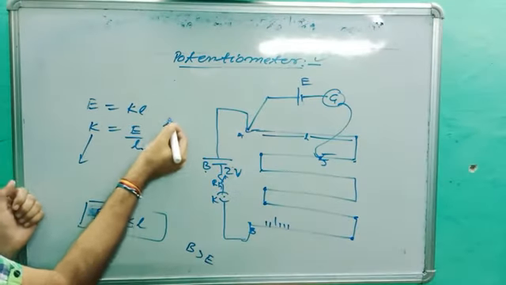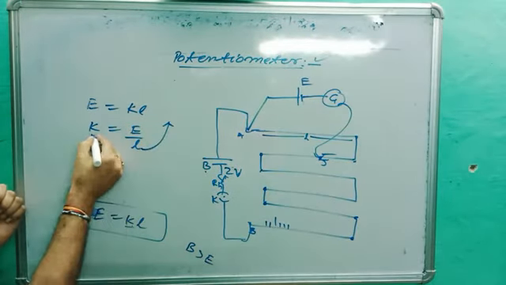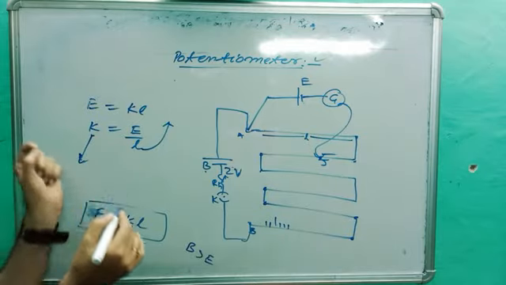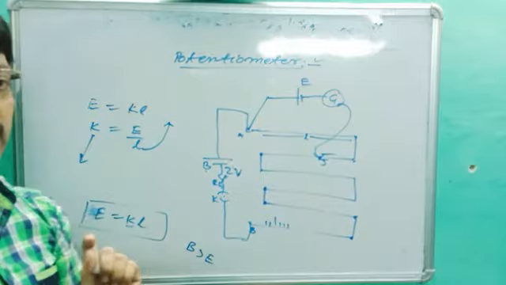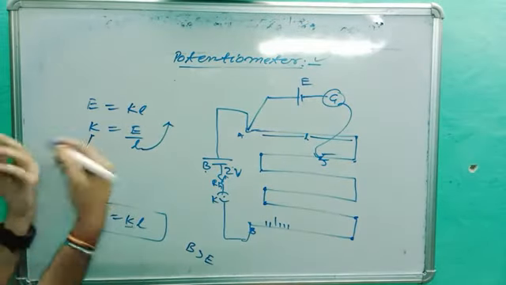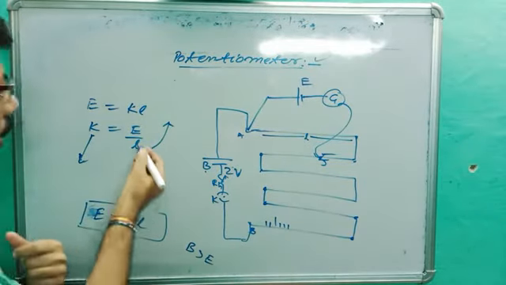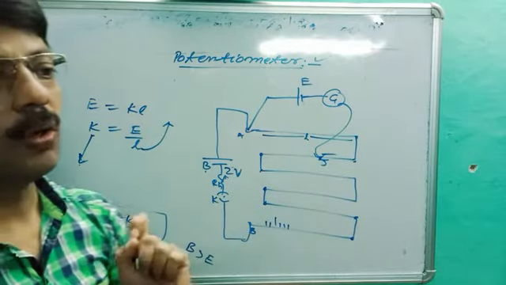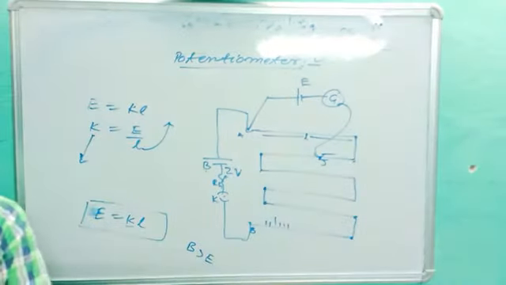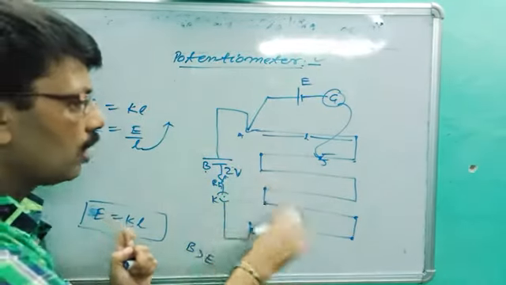When we use a long wire, L increases, K decreases, and the potentiometer which has a minimum K is called a very ideal potentiometer. It means it increases the sensitivity of the potentiometer. So when a long wire is used, L increases, K decreases, and the potentiometer becomes very sensitive. This is the reason behind which we use a long wire.